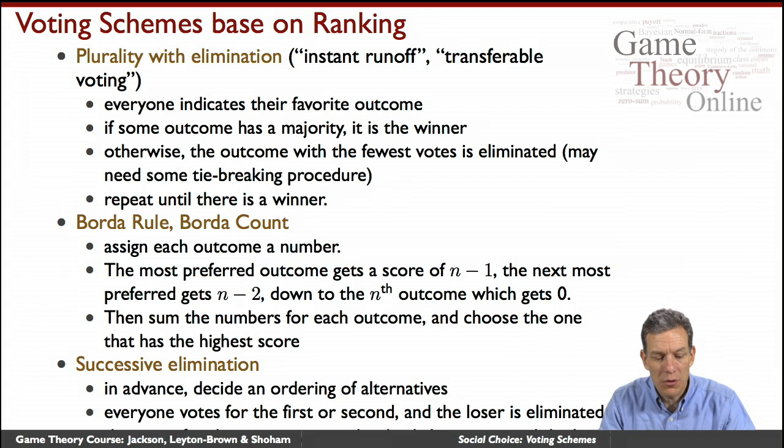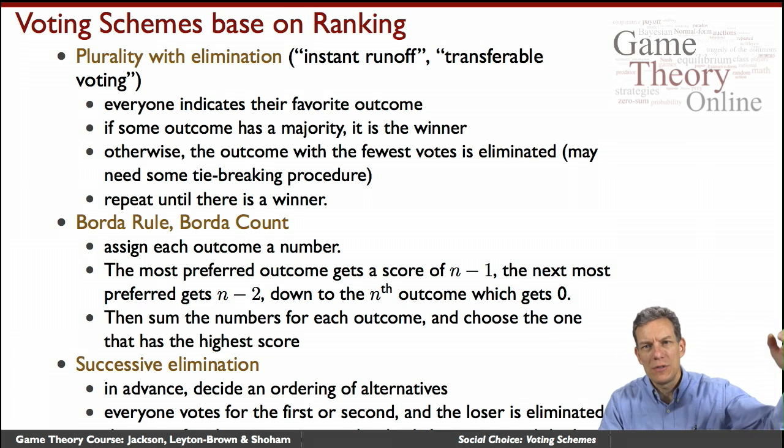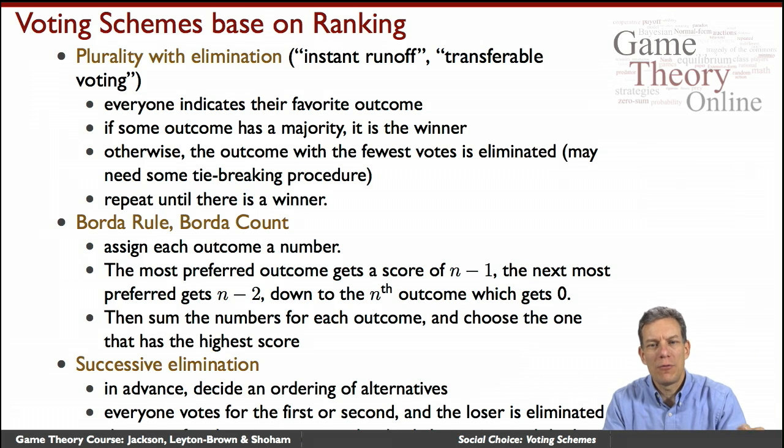A set of other voting schemes are based on more kinds of information, like rankings. Plurality with elimination, what's often known as instant runoff or single transferable vote or transferable voting. It goes by a series of different names. And in that case, what one does is you actually express your whole preference ordering. And so we count everybody's favorite outcome. So think of everybody voting for their favorite outcome. And if some outcome has a majority, it wins. So if somebody gets more than 50% of all the votes, then it wins.